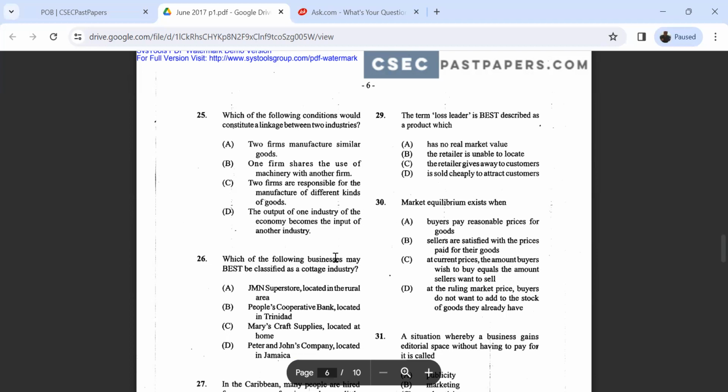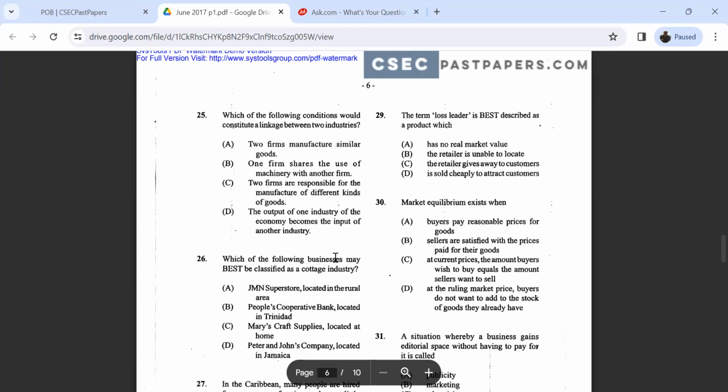Number 25. Which of the following conditions would constitute a linkage between two industries? Two firms manufacture similar goods. One firm shares the use of machinery with another firm. Two firms are responsible for manufacture of different kinds of goods. Or the output of one industry of the economy becomes the input of another industry. So D. D as in dog.